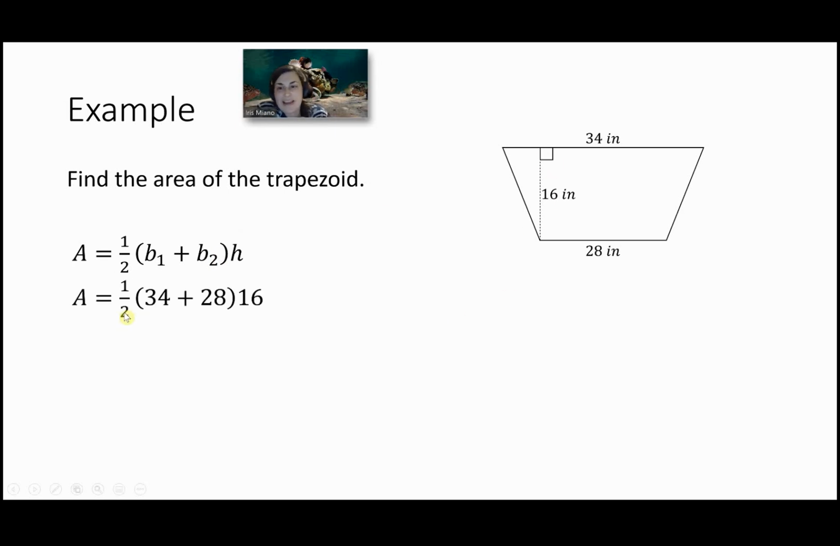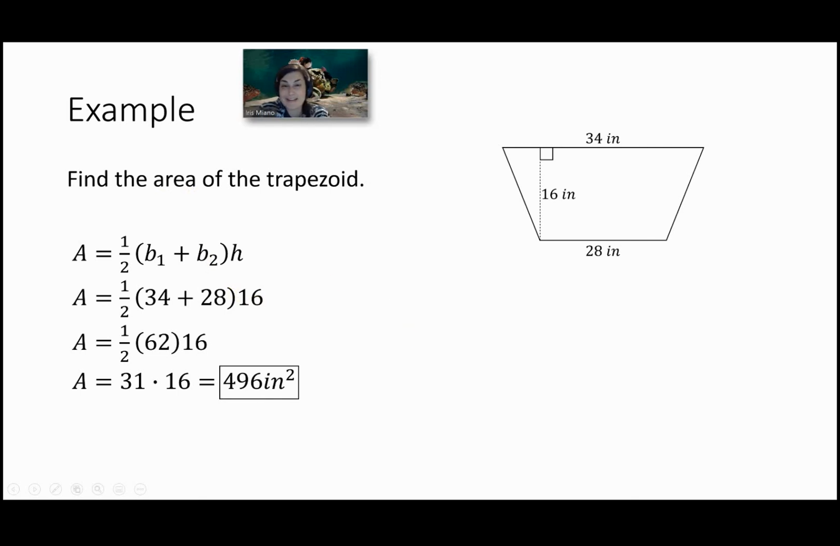So put all those elements in play. I went ahead and said that B1 is 34 and B2 is 28, but please recognize that you could switch those. You could have this quantity be 28 plus 34, and you're still going to get the same sum, right, of 62. You take half of that, 31 times 16, that gives you 496 square inches. Okay, cool. And that's that. And continue to remember that the units are being squared anytime you're talking about area. It's a very important thing for us to glean here.